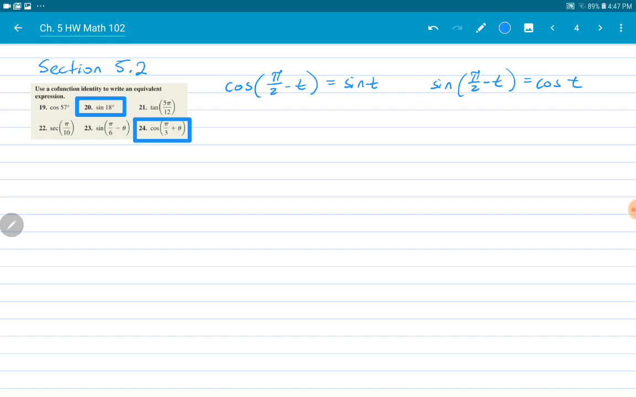So we're going to look at number 20 and number 24 for our examples. So for number 20, we have sine of 18 degrees. And we want pi over 2, or 90 degrees.